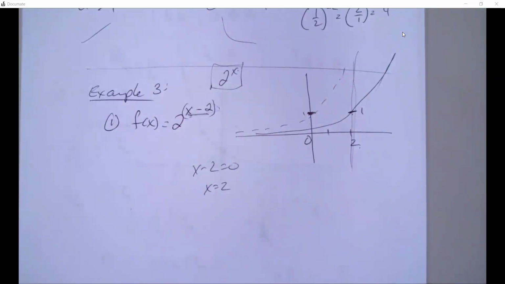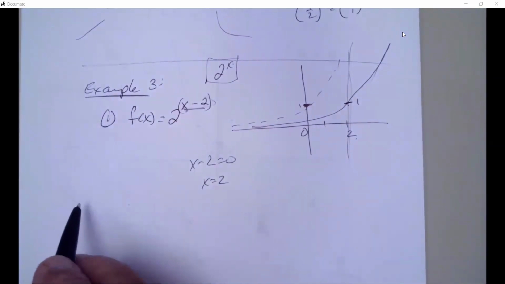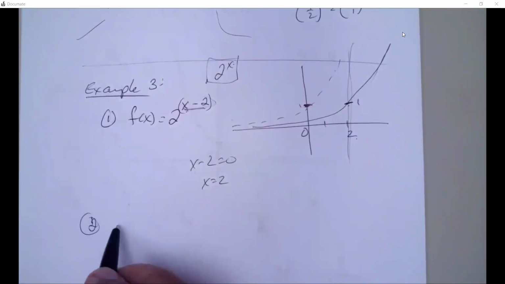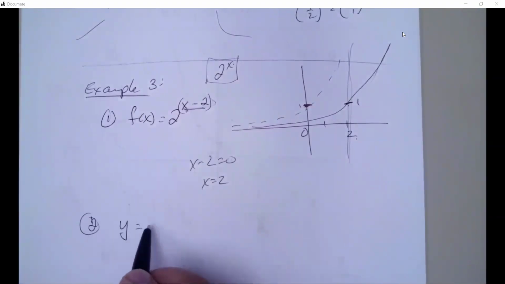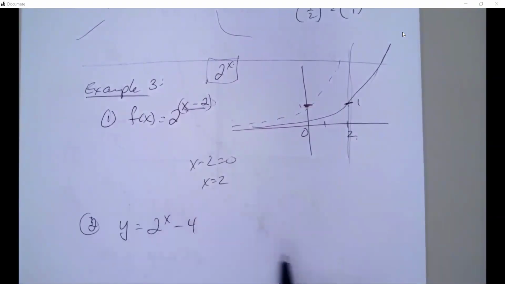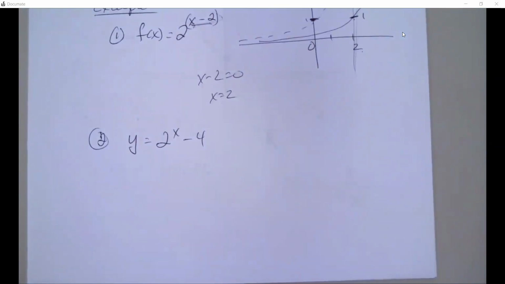We're going to have to trudge along. Number 2, y equals 2 to the x minus 4. What happens here with respect to transformations?